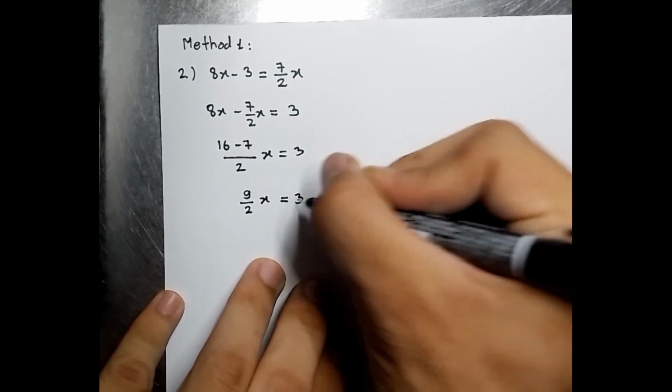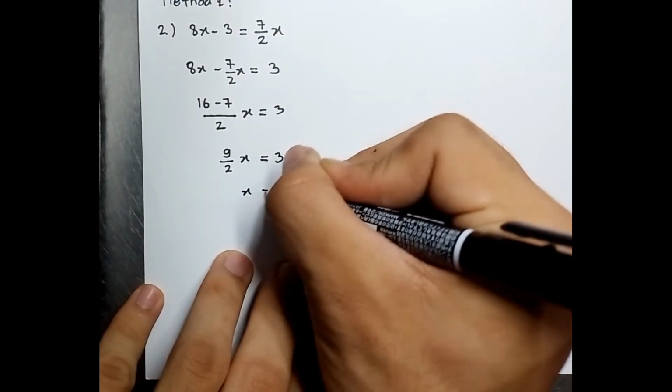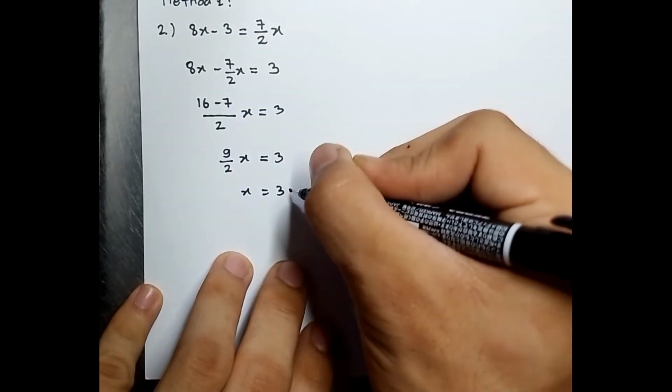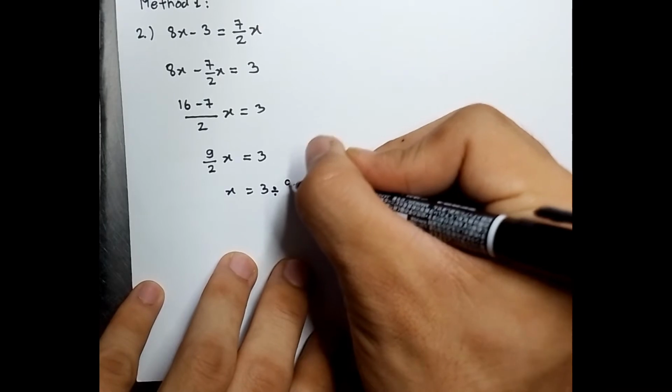Here we get 9 over 2 x equals 3. So x is equal to 3 divided by 9 over 2.